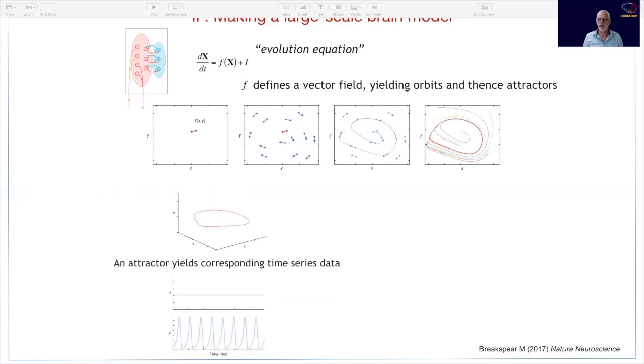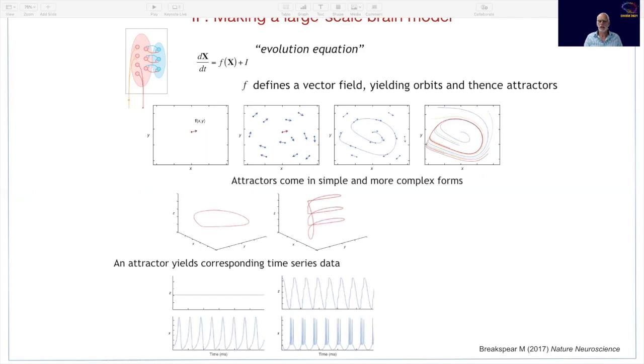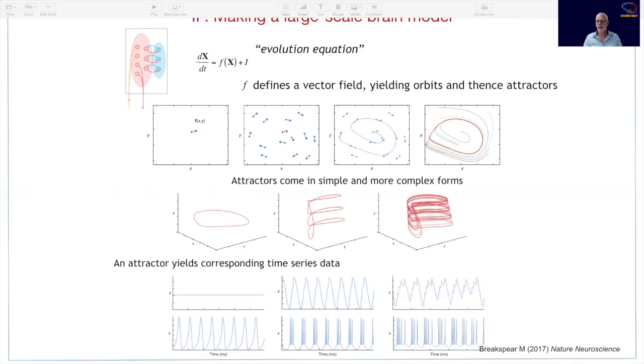An attractor then is what the system will settle down onto after a few seconds, and the shape of the attractor will tell us about the type of behavior. So this is a limit cycle, which is giving an oscillation. We can have a more complex limit cycle that gives more complex oscillations like bursts and spikes, or we can have something called a chaotic attractor that will give us very complex arrhythmic activity.